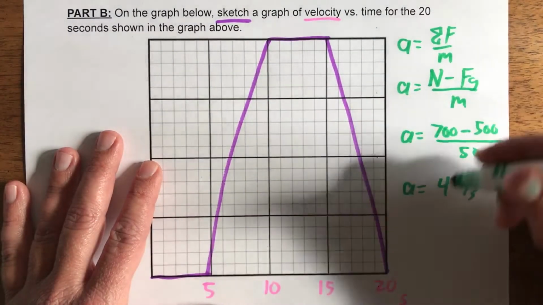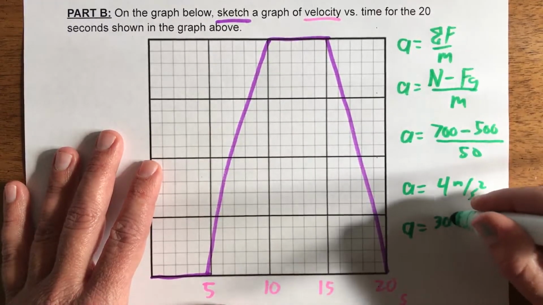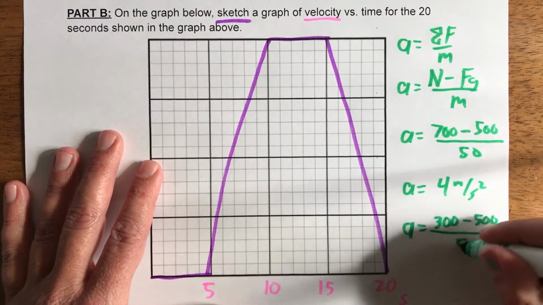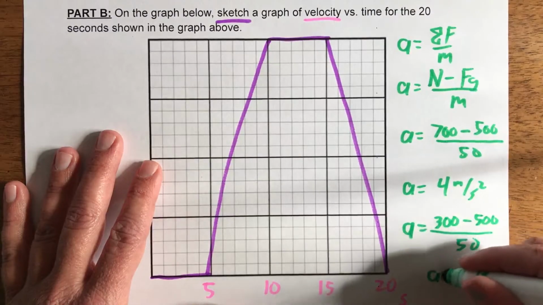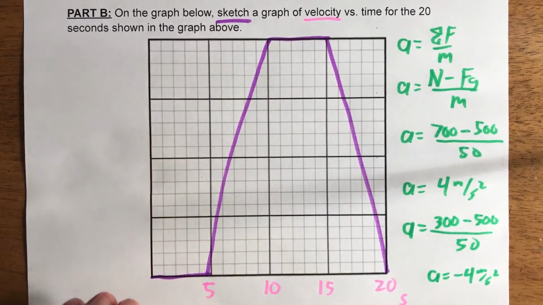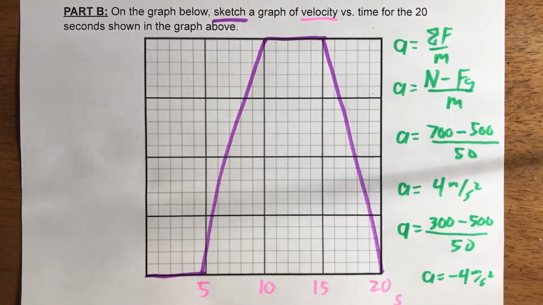Also, what about during the final part? Well, we can use the same idea, but now the scale reading is 300. And so we'll do the exact same thing. 300 minus 500 is negative 200. So we'll just get negative 4 meters per second squared. So in case they asked you for those accelerations, we can find them.